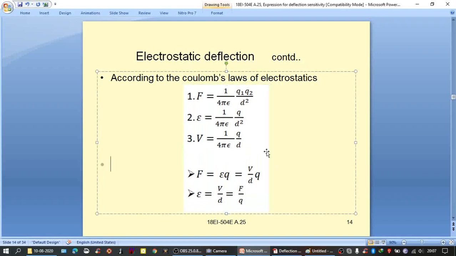So this is the expression. F is equal to 1 by 4 pi epsilon into q1 q2 by d square, and E is equal to 1 by 4 pi epsilon q by d, and V is equal to 1 by 4 pi epsilon into q by d. The second one is q by d square, third one is q by d. Now if I interrelate these two, E can be written as F by Q, or F is equal to E into Q.